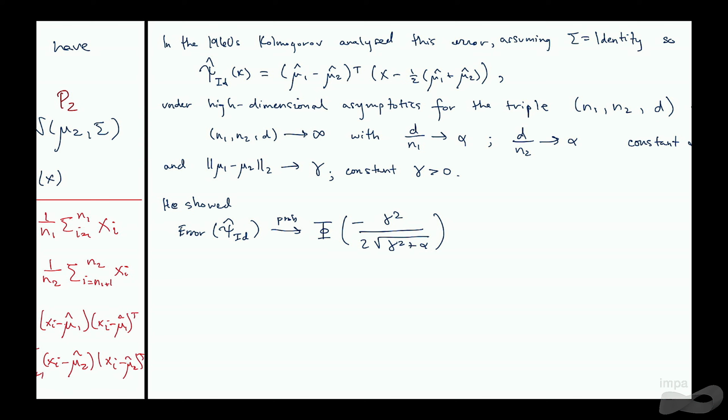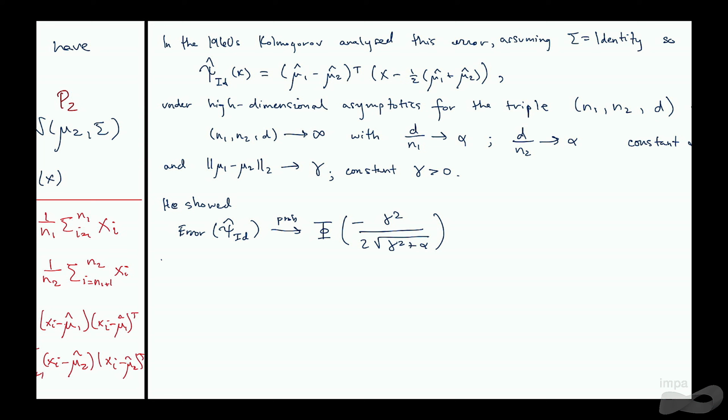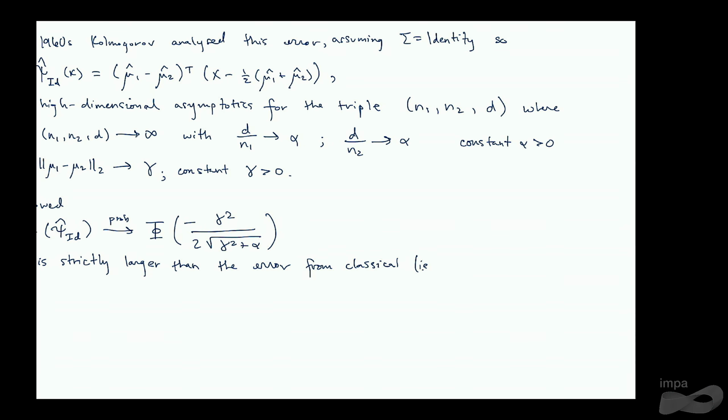we'll just look at this simple case. Right. And okay, the thing that we want to notice is that this error is strictly larger than the classical asymptotic error, the error from classical, i.e. low dimensional asymptotics.